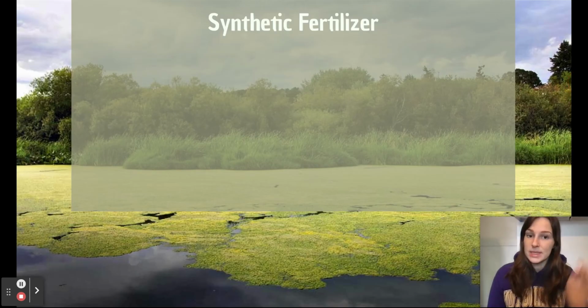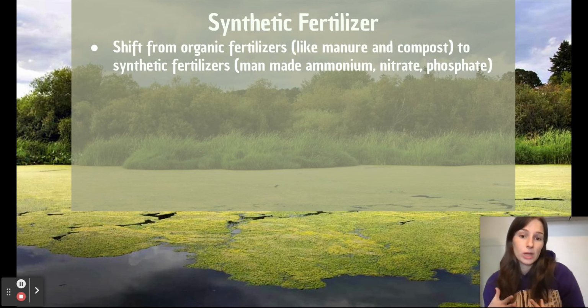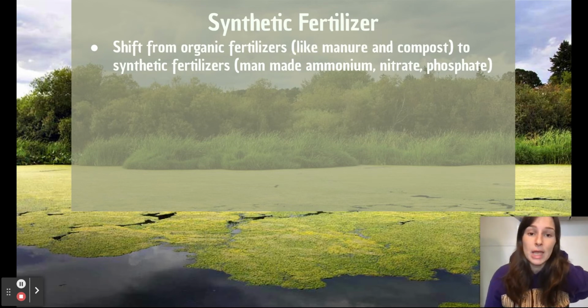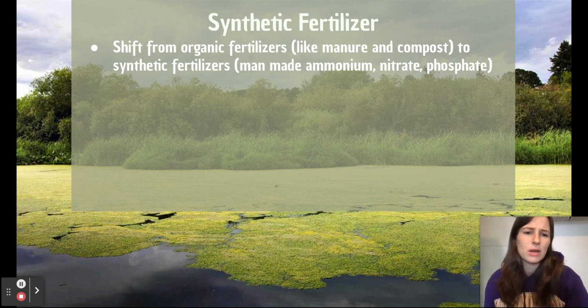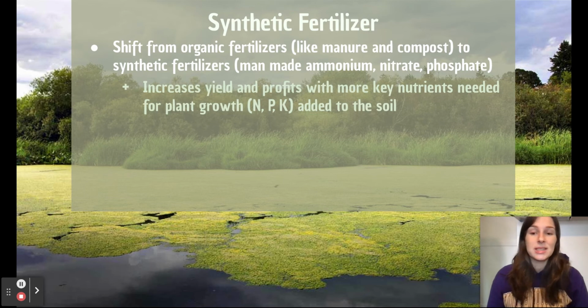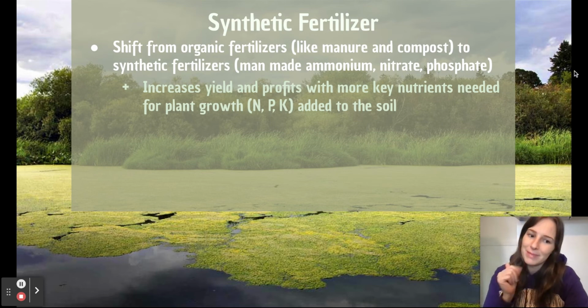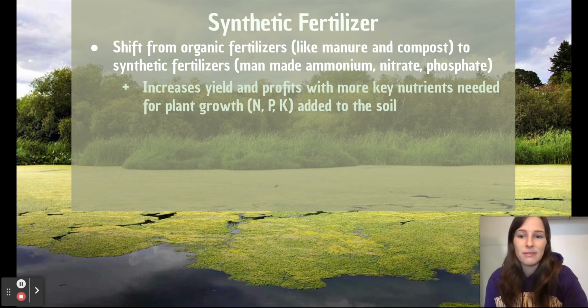All right, next is going to be synthetic fertilizer. This is going to be the shift from organic fertilizers like manure and compost to synthetic fertilizers, which is man-made with ammonium, nitrate, phosphate. And the benefit of using these fertilizers is that it increases yield and profits, and we give more nutrients into the soil, especially soil that might have been previously depleted. So we can add in like nitrogen, phosphate, potassium, so that the soil is now healthy for plants to grow in, which again, increases yield, more people being fed.